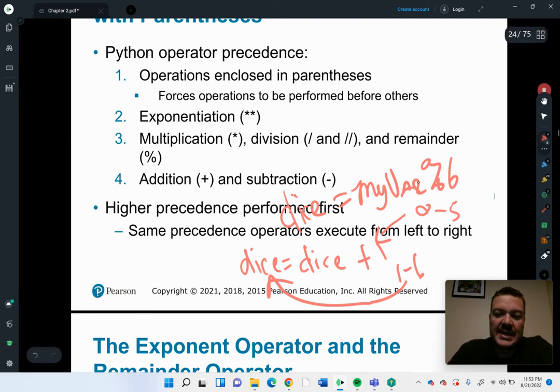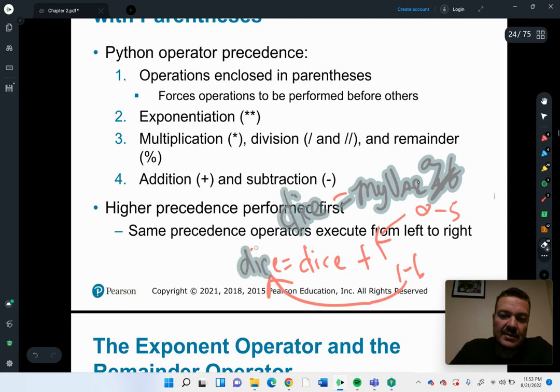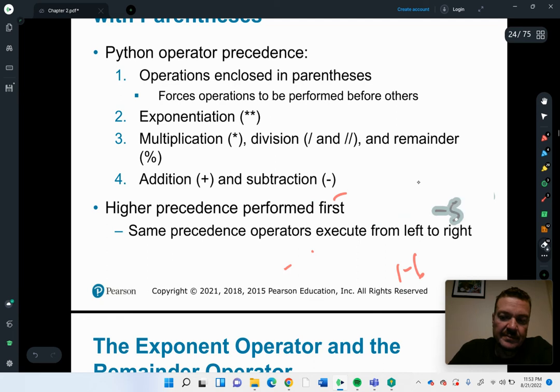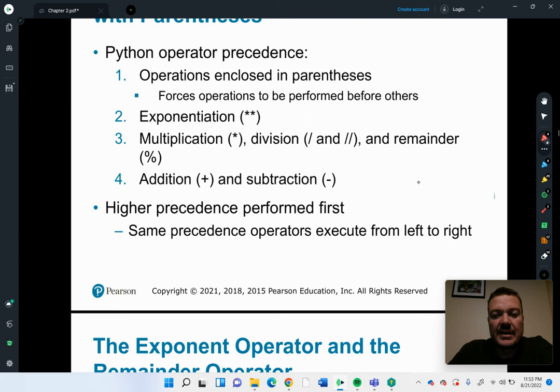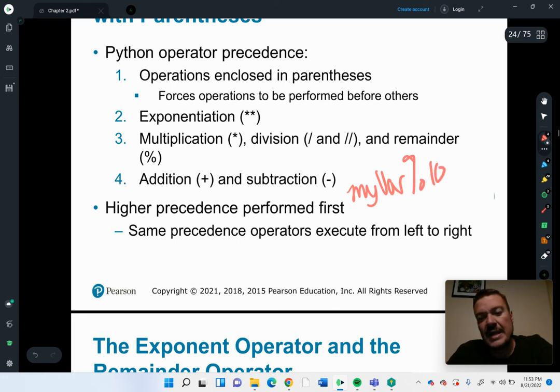So if we needed a number, let's say 1 to 10. Well, if we want 1 to 10, then we say, and that will give us 0 to 9, which we can add 1 to it, and now we have 1 to 10.